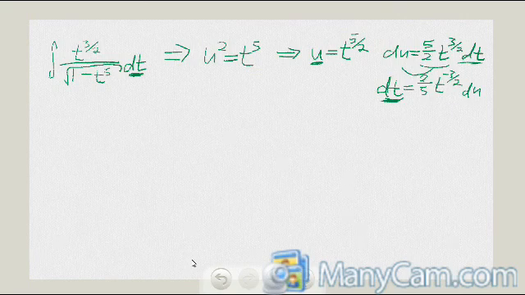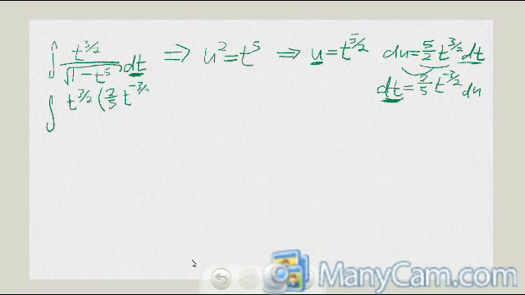What we'll get in our substitution is t to the 3/2 times 2/5 t to the negative 3/2 du all over, and I'm going to plug in this u squared for this t to the fifth. So we'll get 1 minus u squared under the radical.